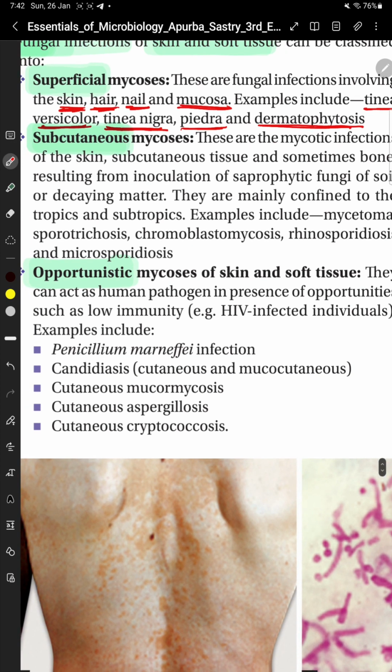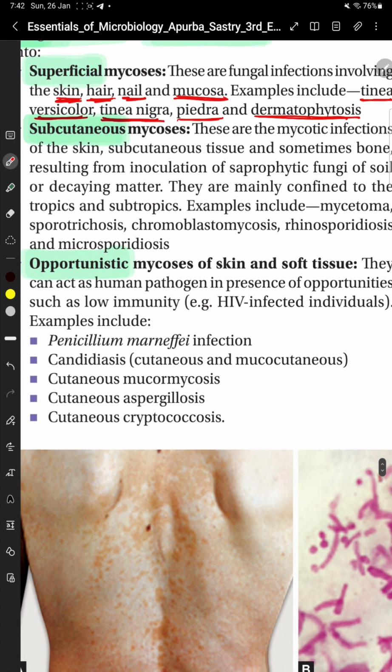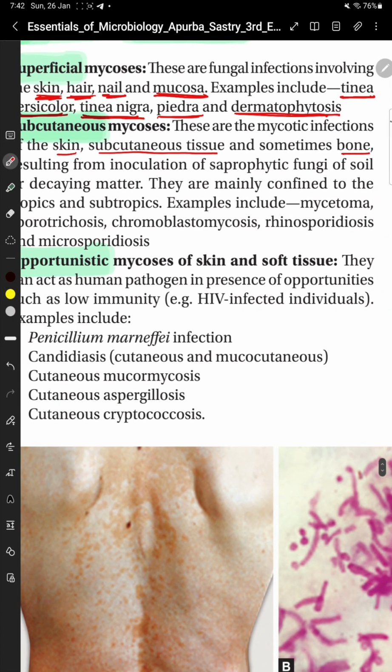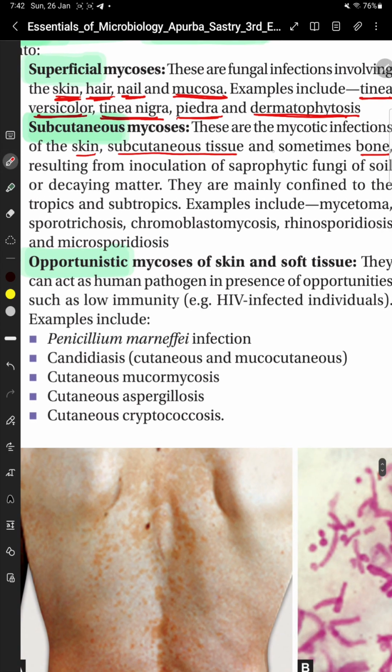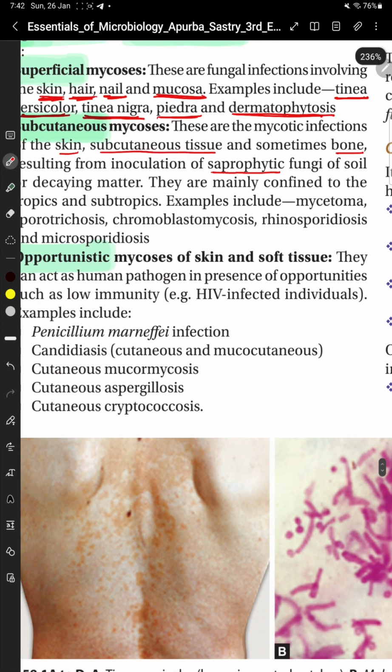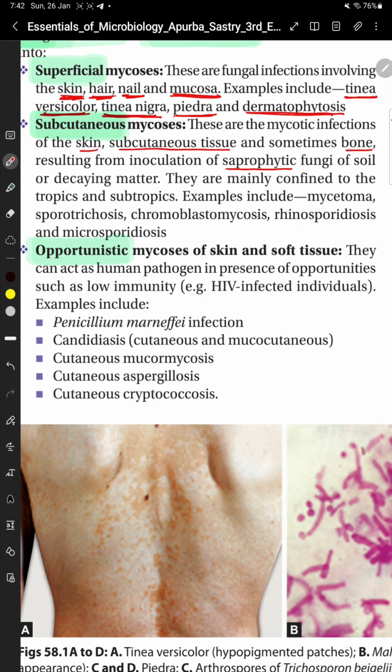Subcutaneous mycosis. These are the mycotic infections of the skin, subcutaneous tissue, and sometimes bone, resulting from inoculation of saprophytic fungi of soil or decaying matter. They are mainly confined to the tropics and subtropics.